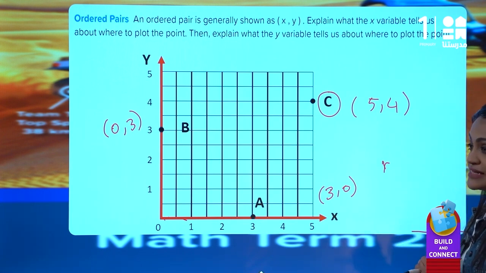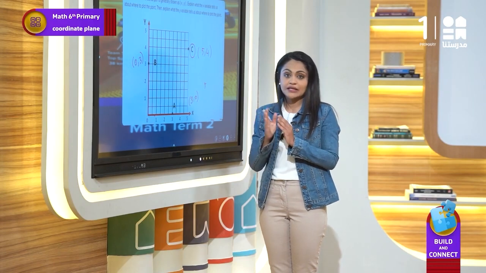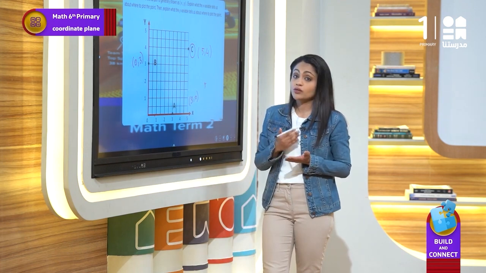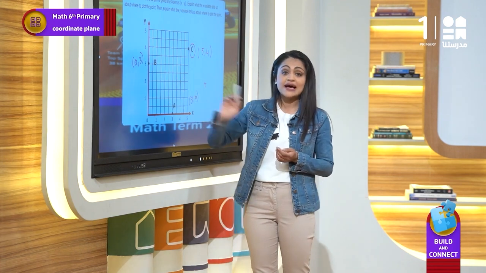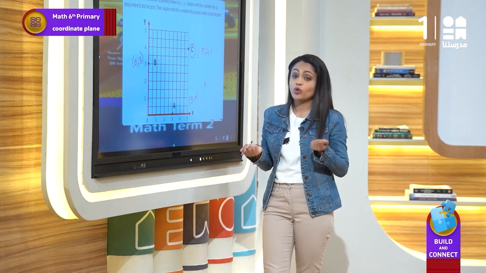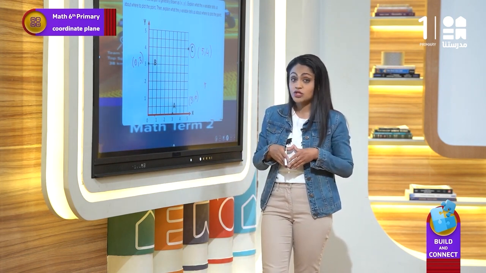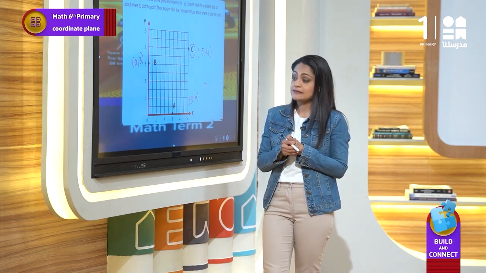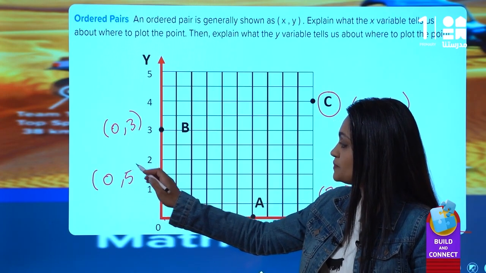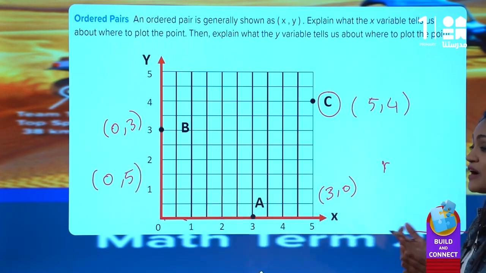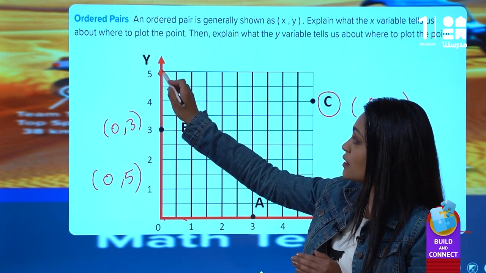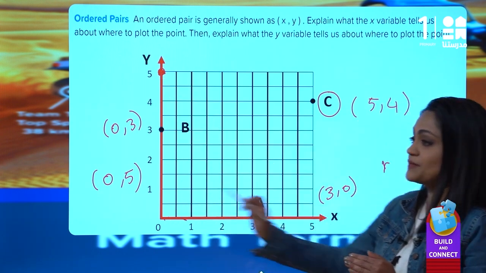One of my students noticed that when the x coordinate is 0, like the point, for example, 0 and 3, it will be located on the y-axis, as B is located right here. When we tried another point that has an x coordinate of 0, like for example 0 and 6, or 0 and 5, we will find it located exactly here on the y-axis.